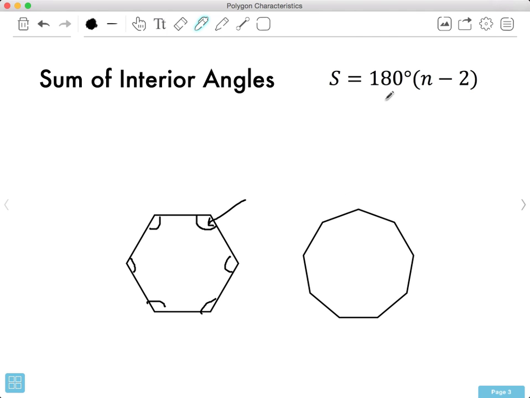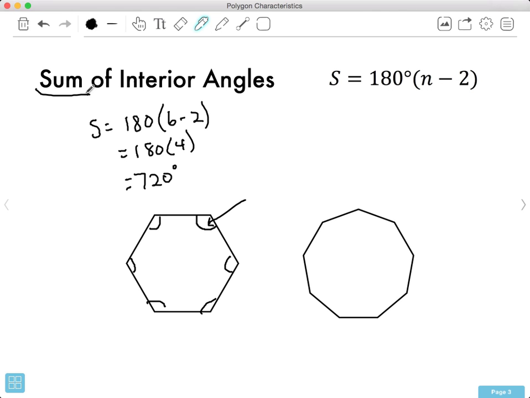How they're calculated is you take 180 degrees times the number of sides minus 2. So to get the sum of the interior angles in a hexagon like this, it would be 180 times 6 minus 2, because I have 6 sides. Now the brackets tell you to do that first. So you get 180 times 4. So you get 720 degrees. So if you added all these up, that's what sum means. If you added them all up, the total would be 720 degrees. If you want to know how big one of them is, you just divide it by the number of angles, which I'll show you on the next slide here.